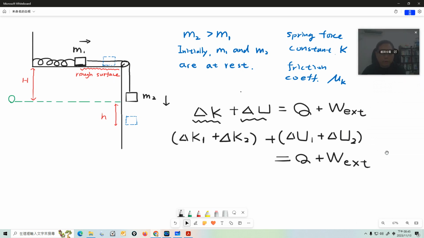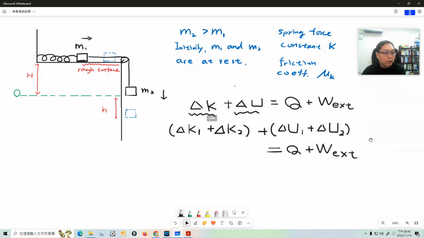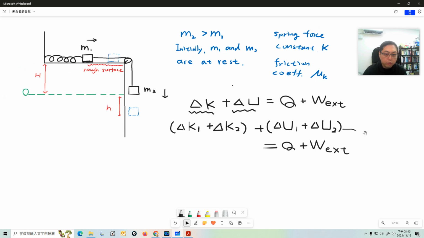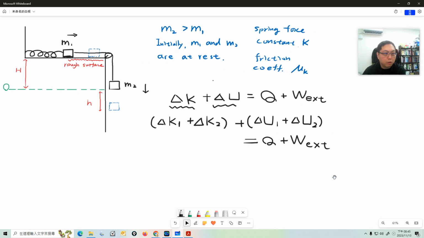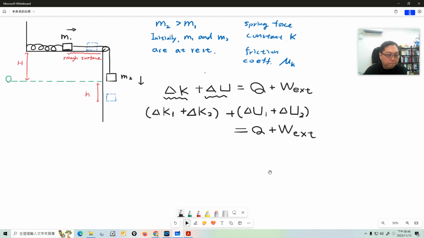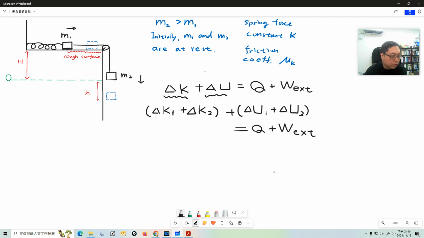For the energy conservation problem, I keep insisting that you first of all list all the kinetic energy and potential energy at the initial state and final state. Since we have two objects, let's split it. On the left here we call it M1, and we analyze M1 here, and in this section we analyze M2. So M1, initial state.